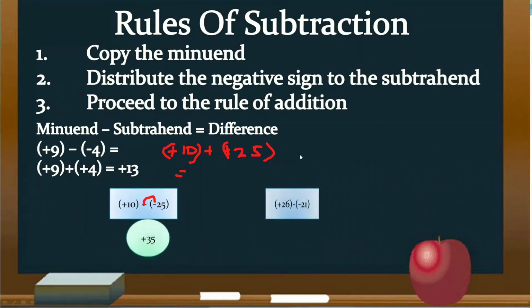Another example, we have positive 26 minus negative 21. Again, copy the minuend, which is positive 26. Distribute the negative sign to the subtrahend. So negative 21 will become positive 21. And then the operation will now become addition. And then simply follow the rule of addition. We are adding two positive numbers, so the result is a positive number. Add 26 and 21. The result will be 47.